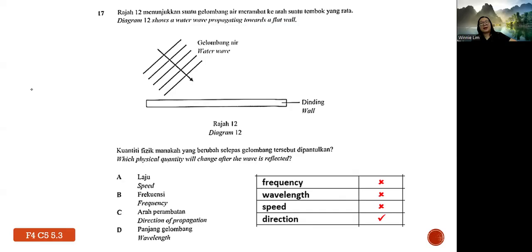Okay, so I lengthen this line. Generally, what you should do is draw the normal line, which is perpendicular to the surface. And then the wave will bounce, okay? So the direction has changed, you see? Direction changes, but wavelength and speed will be constant. So the answer is C for this question.